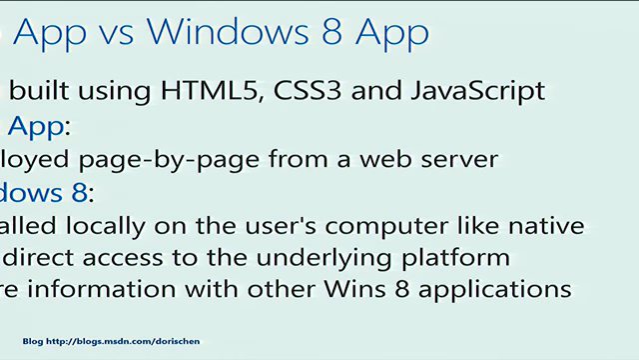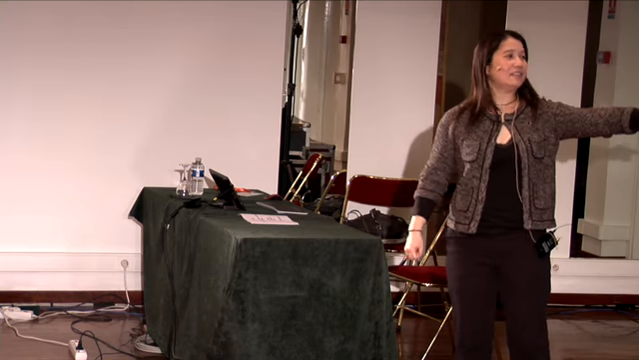So what it says here is both of those green and blue type of application, they're leveraging web skill set, HTML, CSS, JavaScript. The difference here is a web application is deployed onto server, and it's a page-by-page kind of fashion, running in a browser. This is the web. Whereas Windows 8, it's installed locally on your machine, just like any native application. And then it has direct access to Windows runtime, right? And then you could share information between Windows 8 native applications.